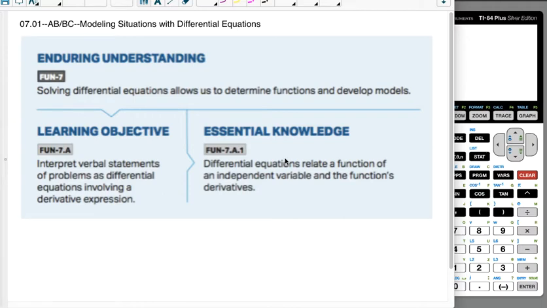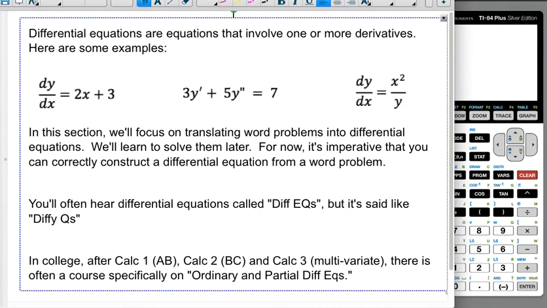All right, this is AP, AB, and BC Calculus. We're doing Unit 7, Section 1, which is modeling situations with differential equations. So let's get started. Differential equations are equations that involve one or more derivatives.